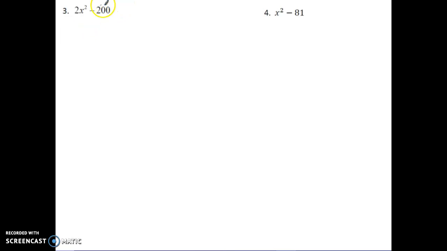Okay, so let's look at this one. So I have a minus, I've got a difference. 2 and 200, those are not perfect square numbers. Those were not in my list. So I might be tempted to think that this is not a difference of squares problem, but then I remember that when I'm factoring, my first step is always to factor out the GCF.